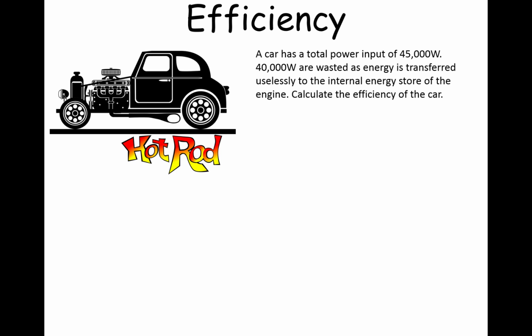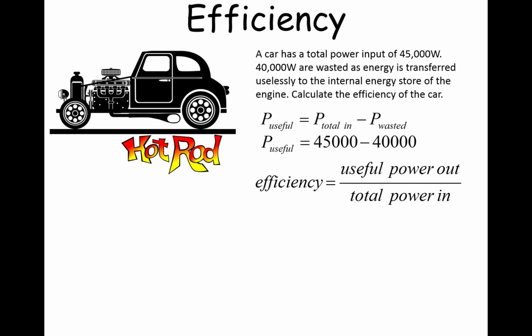Next, a car has a total power input of 45,000 watts. 40,000 watts are wasted as energy is transferred uselessly to the internal energy store of the engine. Calculate the efficiency of the car. Now this time we're given the wasted power. We aren't given the useful power out. So to work out the useful power out, we take the total power in and subtract the wasted power. That gives us an answer of 5,000 watts.